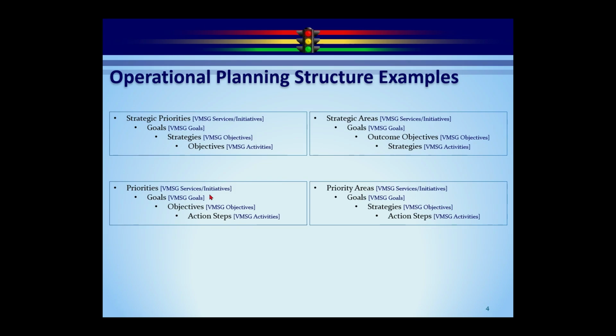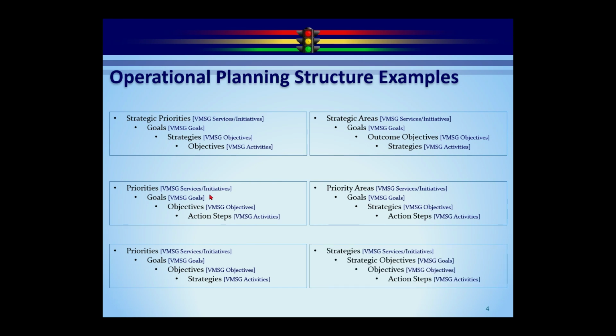Priority areas, goals, strategies, again, kind of in the wrong place, I think. Action steps. Priorities, goals, objectives, and strategies. That's a real good solid one. And then strategies at the top. I don't know where that comes from. Strategic objectives and objectives. Strategic objectives, by the way, is not bad. It's a higher level than an objective, so it kind of fits with the goal. Then objectives and action steps.